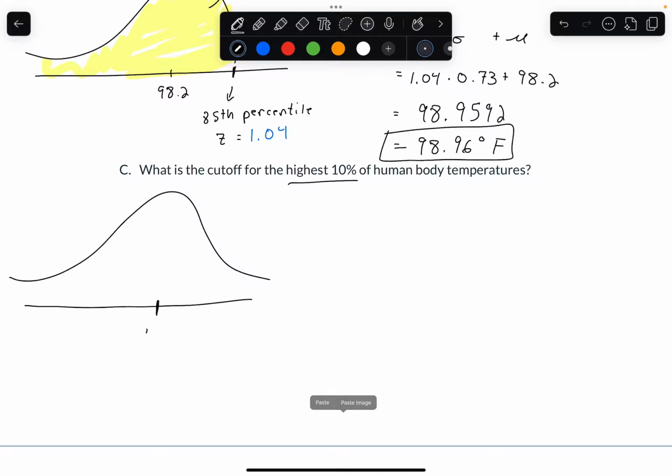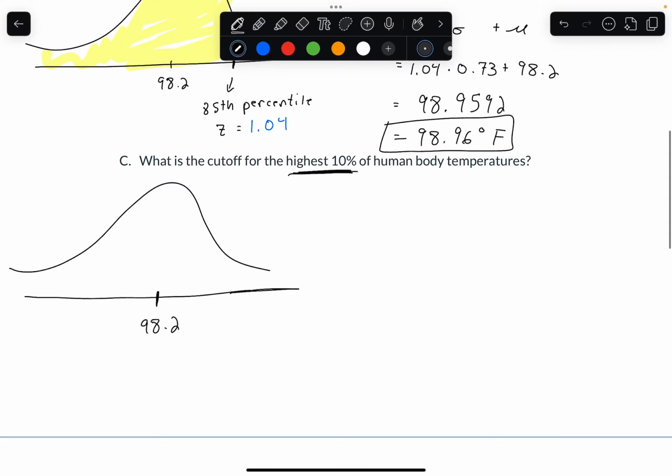So my mean, 98.2, once again, lives right in the middle. The highest 10%, again, so this time around we're talking about area to the right. This 10% is less than 0.5, so that means that this number is probably going to live somewhere right here because I want this area to the right to be 10%, or 0.1. I'm trying to find out what this number is.